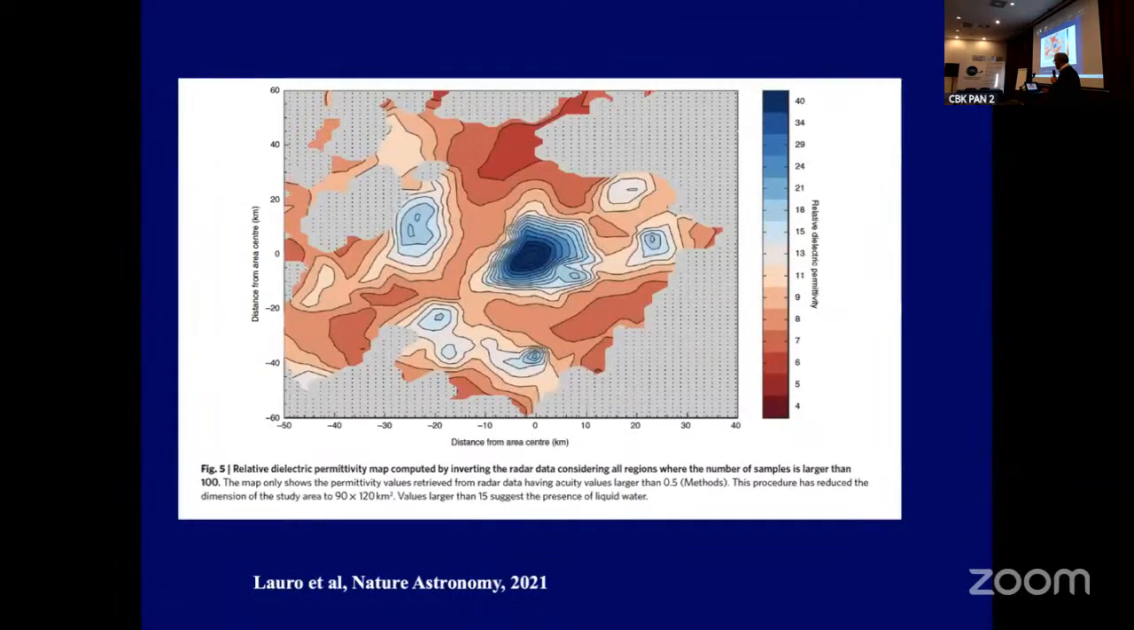Perhaps this will be easier to see, even going to 40. For this kind of dielectric properties, the only way to interpret this is to say that it's liquid water. But liquid water at 1.5 kilometers below the surface is, for the people doing the heat calculations, not possible. Which means that we still have a discussion on how to interpret this.